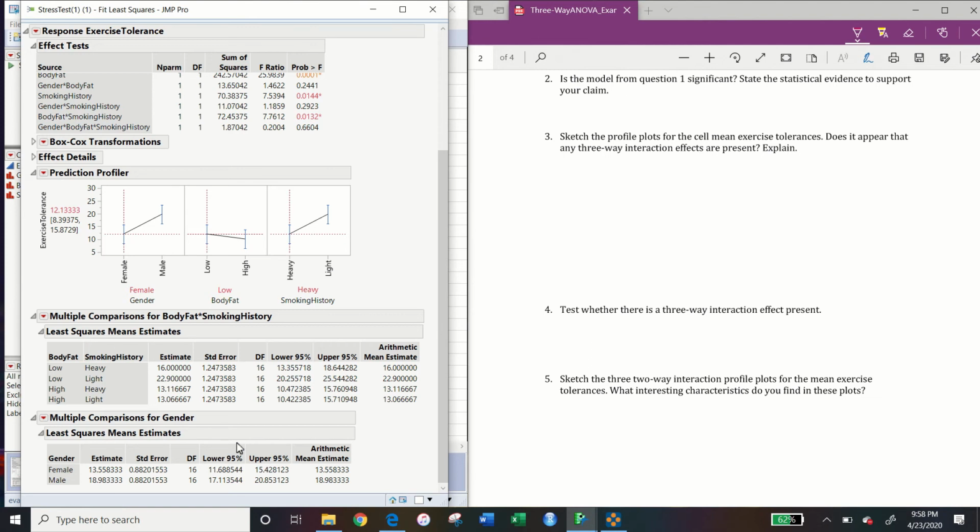And that's how they perform on our stress test. So if we take a look, female went from 11.6 to 15.4. Males went from 17.1 to 20.8. There is no overlap, so that means males and females perform significantly different on our stress test. Ideally, remember, we want the larger numbers because that meant they went longer on the bike. So it looks like males did significantly better than females on the stress test.